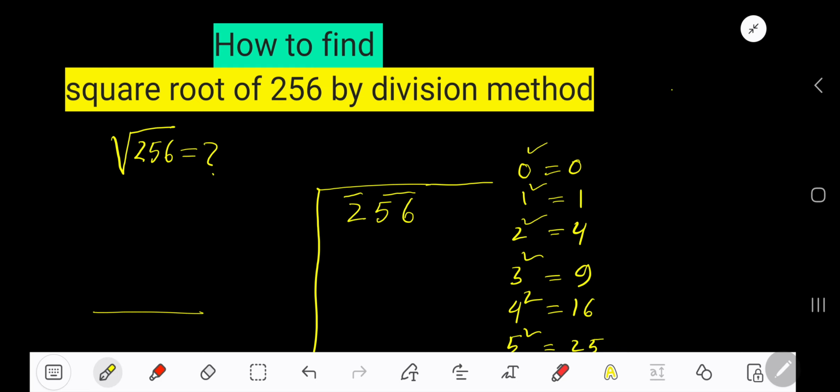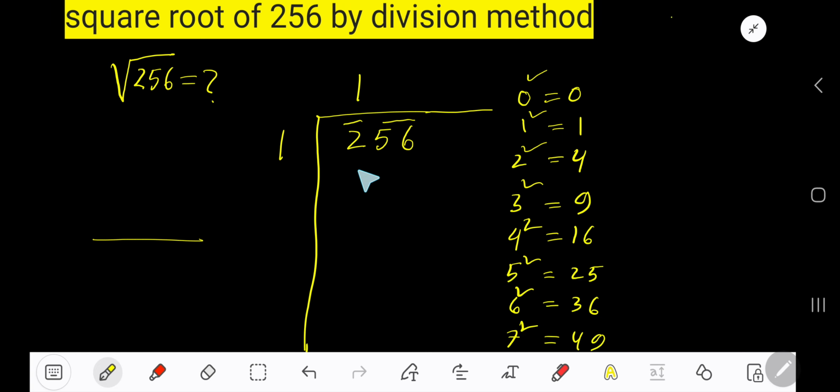so 2. Now you have to select a number whose square will be equal to 2, or less than or nearest to 2. If you take 2, then 2 squared is 4, which is greater than 2. So take 1, whose square is 1, which is near to 2. So 1 is correct. Since you have taken 1, this 1 must come to the quotient also. 1 times 1, 1. Subtract, you are getting 1.